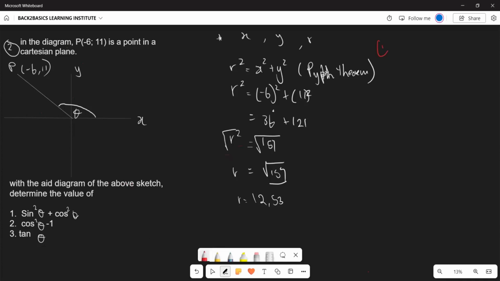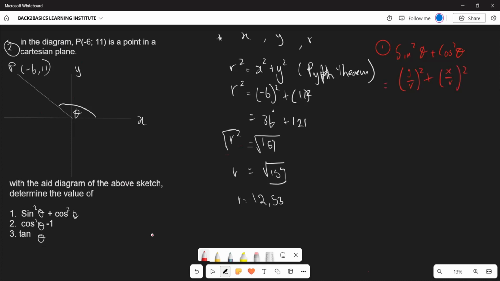So you are going to start now with your number 1. They ask what is going to be sine squared of theta plus cos squared of theta. Now, let's find out. In terms of x, y, and r, what is your sine of theta? Remember I said your sine of theta is given by y over r, squared, plus x over r, squared, right?